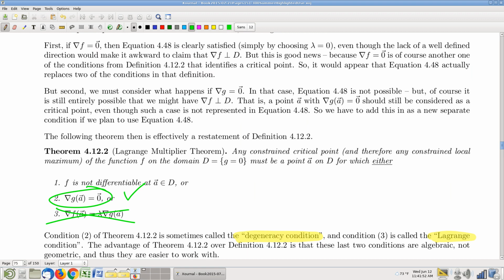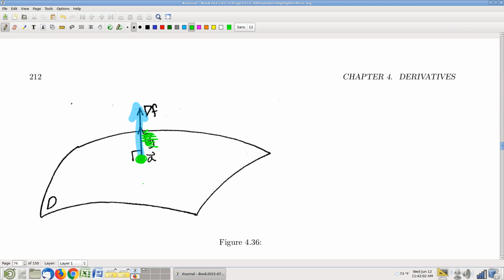So we're going to consider gradient of g equals 0 as a condition just to make sure that I don't miss out on these kinds of gradients of f. How are we doing? Everybody on board? Okay.